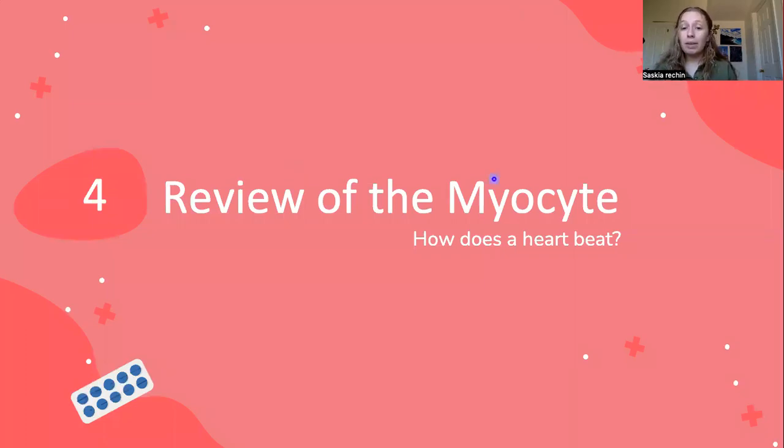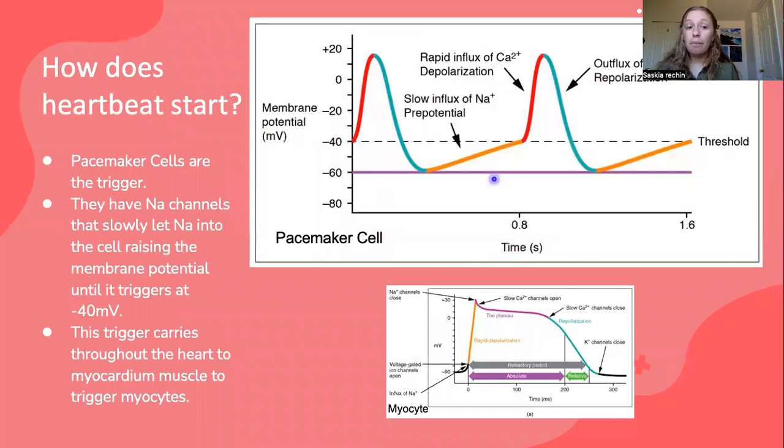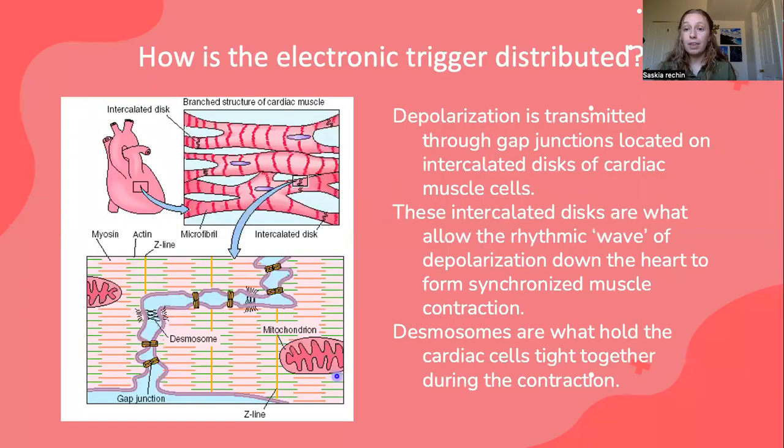So let's talk about the myocyte before we go into the actual effects that cardioplegia has on the myocardium. So how does a heartbeat start? Your pacemaker cells are the trigger. They have those slow, leaky sodium channels that are going to bring your membrane potential up, triggering depolarization and then the repolarization contraction sequence. And that's going to be traveled across the heart by your gap junctions and your desmosomes.